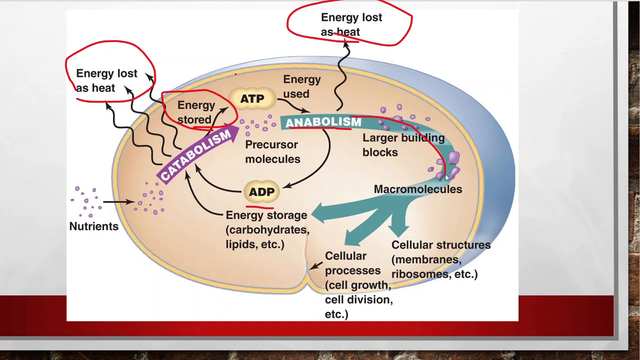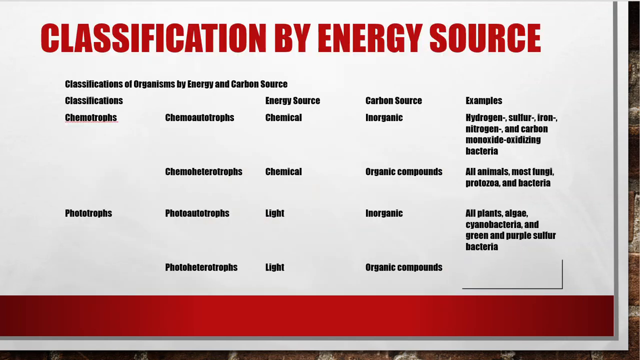And when we're finished, we've got these macromolecules, these huge molecules, and this is going to drive all the living processes of the cell, growth and division, etc. It's also going to be the way that we make the structures: membranes, ribosomes, bacterial cell wall components, phospholipids for the membrane. All of that stuff is going to be an anabolic process.